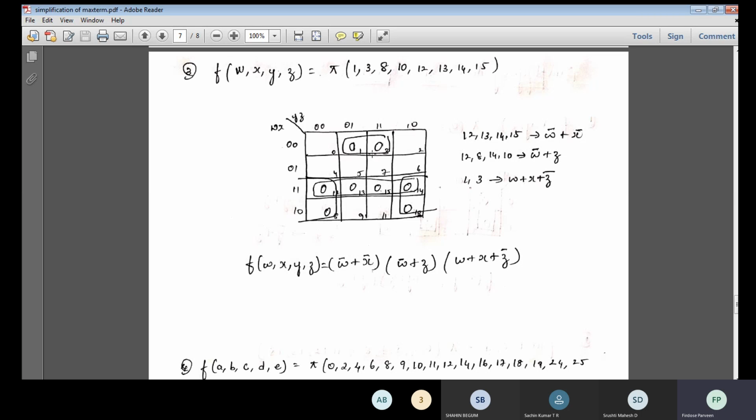Next, only 1 and 3 are adjacent, we don't have 9 and 11 as 0. Otherwise we would have gone for a 4 cell grouping with 1 and 3. So only 1 and 3, 2 cells are adjacent. So this has 0 only in cells 1 and 3. So I'll be going for a 2 cell grouping. For the corresponding row, what I'll be getting is W plus X. For the corresponding column, what I'll be getting is Z bar. W plus X plus Z bar. So the minimal expression I'll be writing like this.